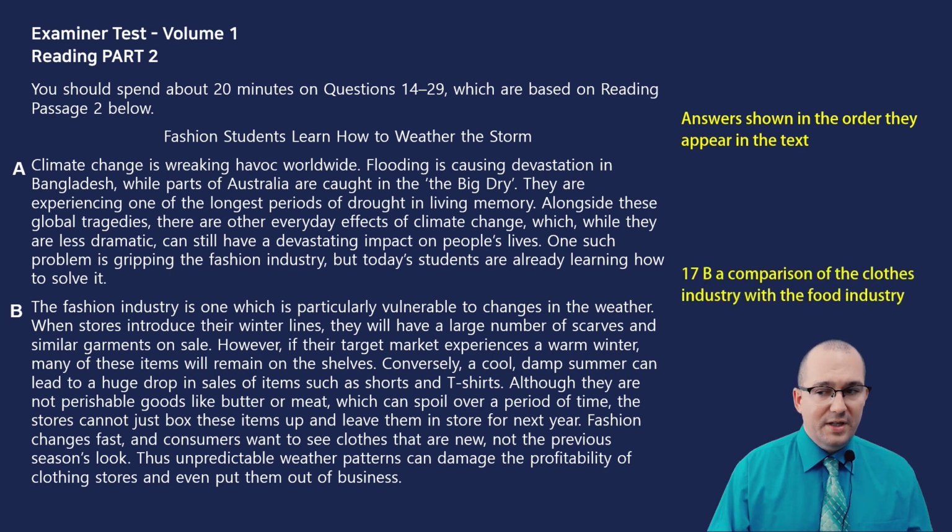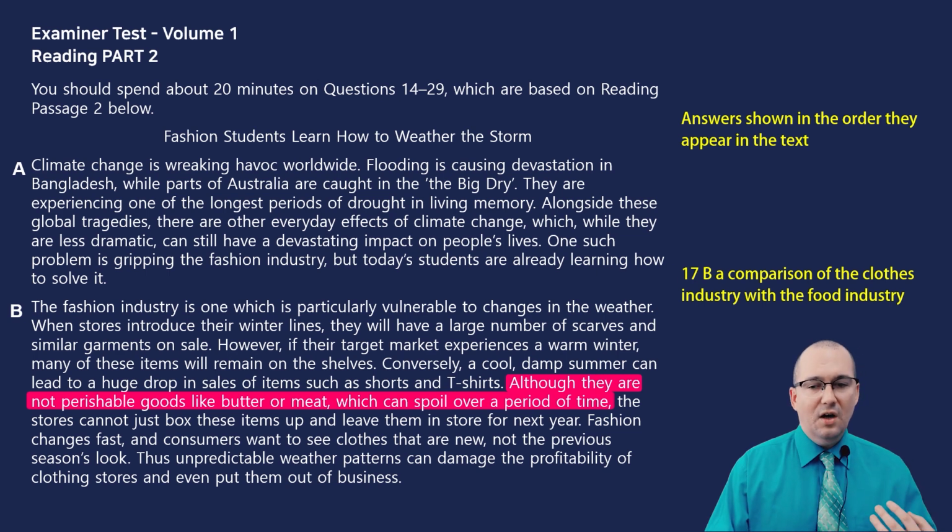The first one that appears is 17, and it matches with B. A comparison of the clothes industry with the food industry. And here we can see some foods right here. Although they are not perishable goods like butter or meat, which can spoil over a period of time, this is the only paragraph that goes into detail about food. So there we have our answer, with 17, it matches with B.